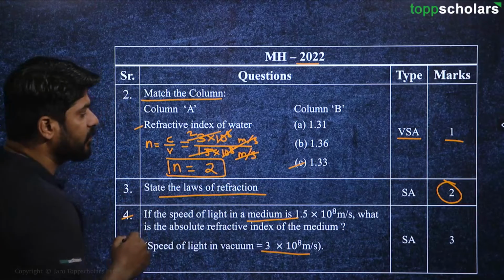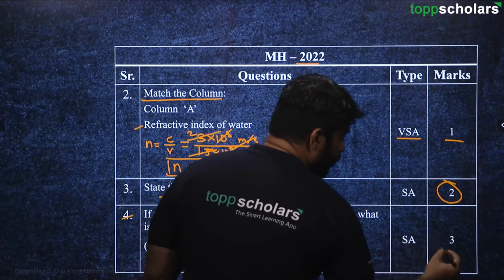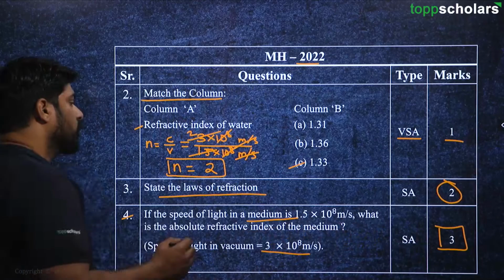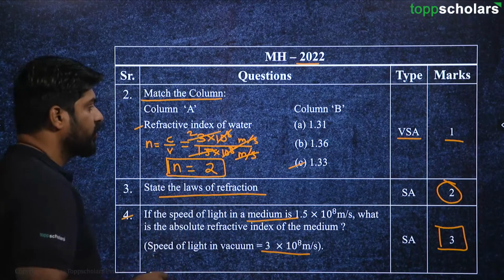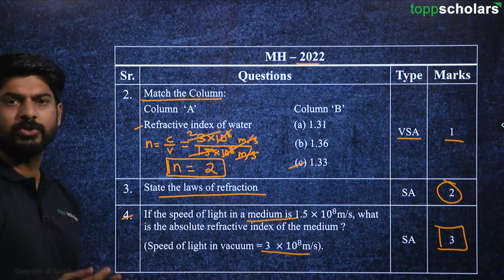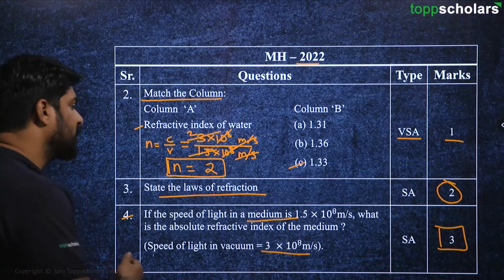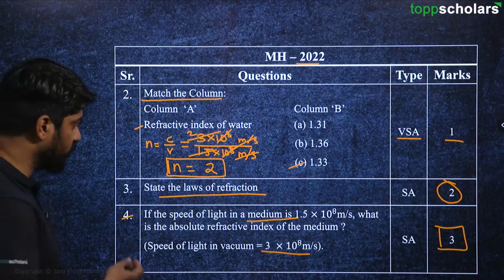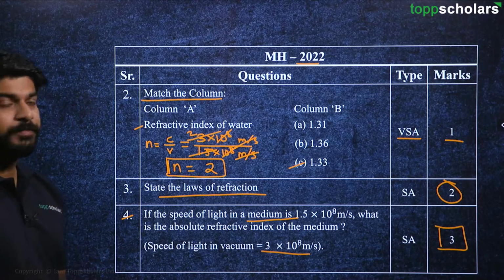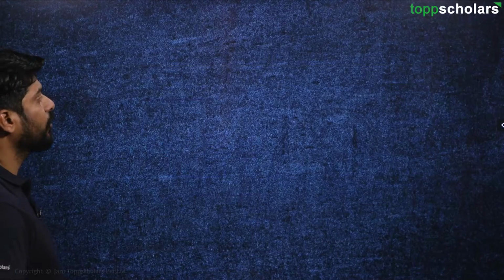So, this is a very, very simple question for 3 marks, right? This was a quite simple question, and you can see it's just a 2 or 3 steps answer and you are getting 3 marks. So, it's a very, very easy question. Okay. Moving on to the next question now.